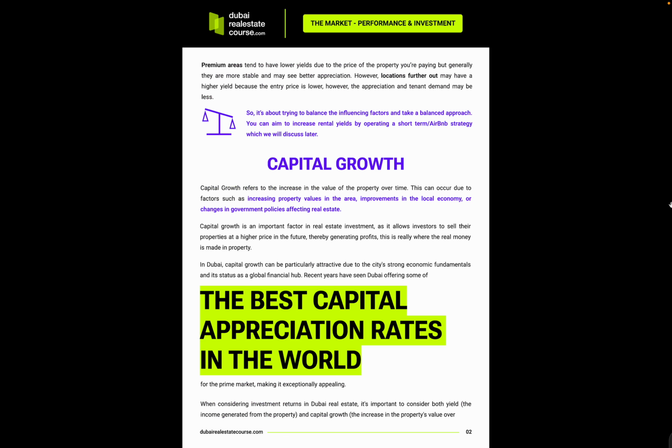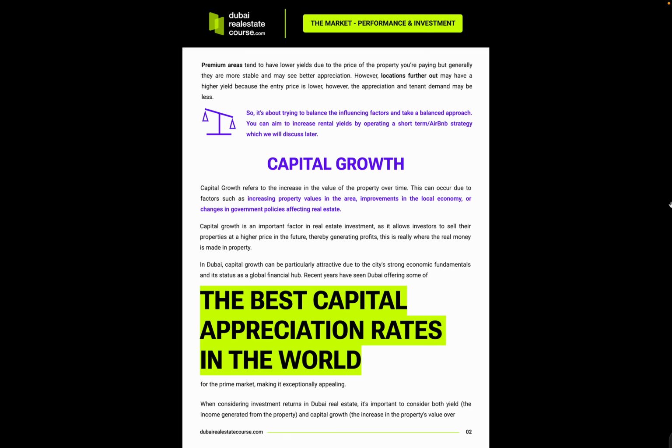So premium areas tend to have lower rental yields. Now, this is because the price that you're paying for the property, because it's a premium area, is exaggerated or increased. So the rental yield will be a bit lower.